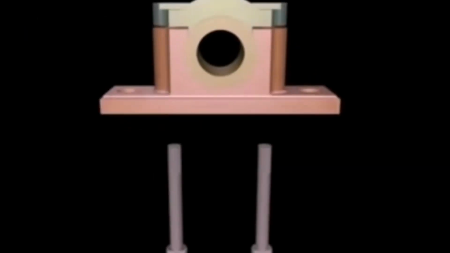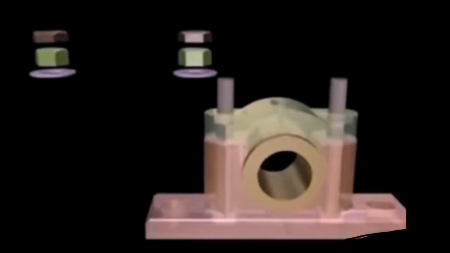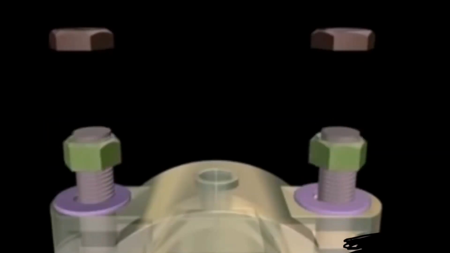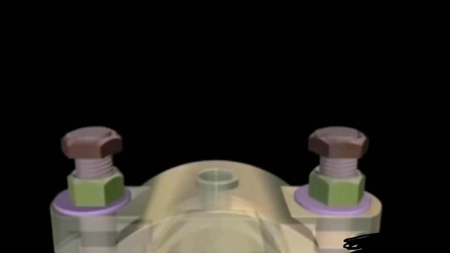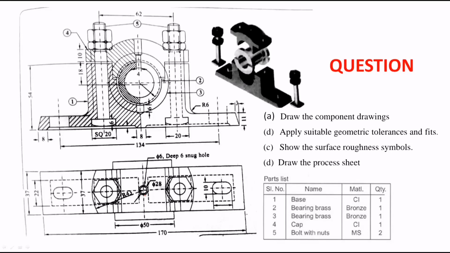And these are the bolts we can insert from the bottom of the base. After inserting these, we need to keep the washers, nuts and lock nuts. So this is the way of assembling our total plumber block. So how many parts are there? After bringing all the individual parts, we need to form this kind of assembly.